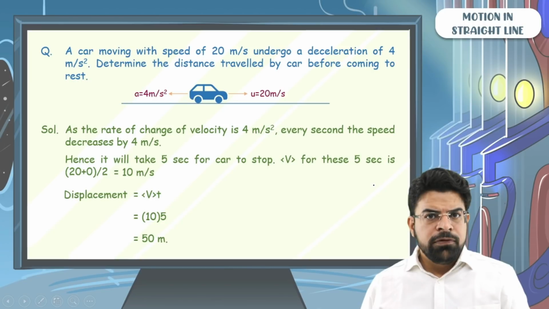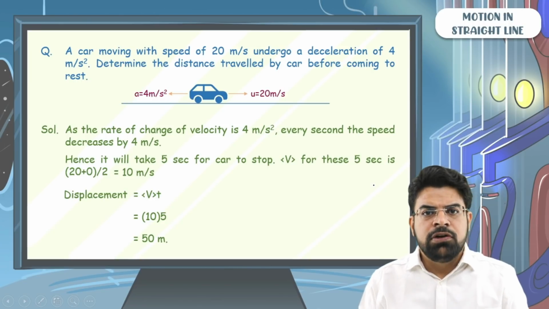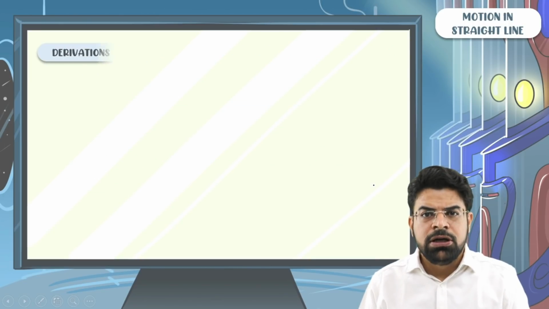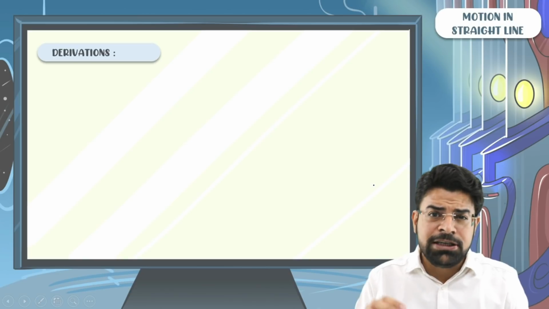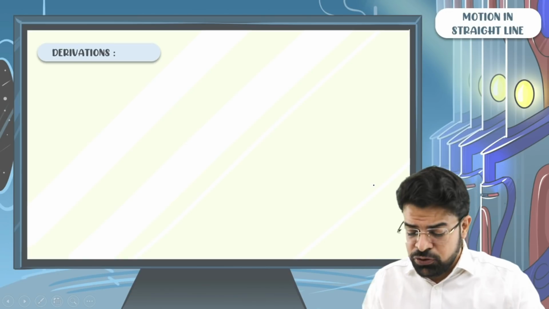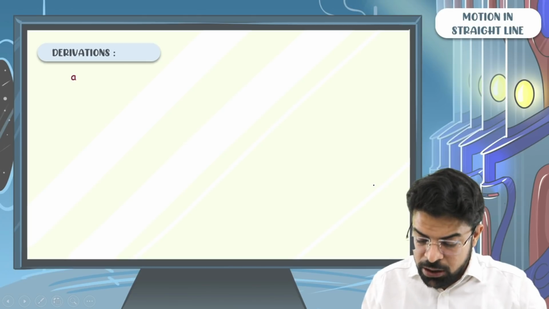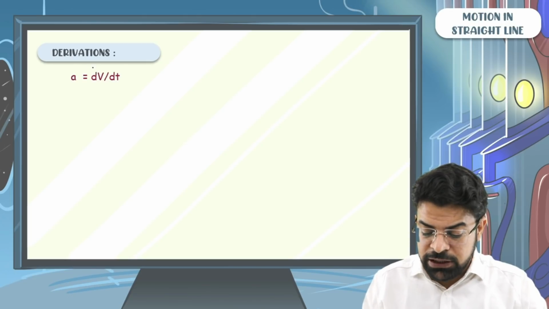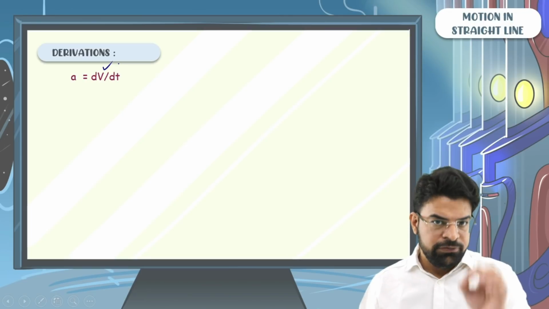So now we will do the derivations of the equations of motion, which are v equals u plus at, x equals ut plus half at square, and v square minus u square equals 2as. So let's start with the first one. From the definition of acceleration, we know that acceleration is the rate of change of velocity with respect to time.